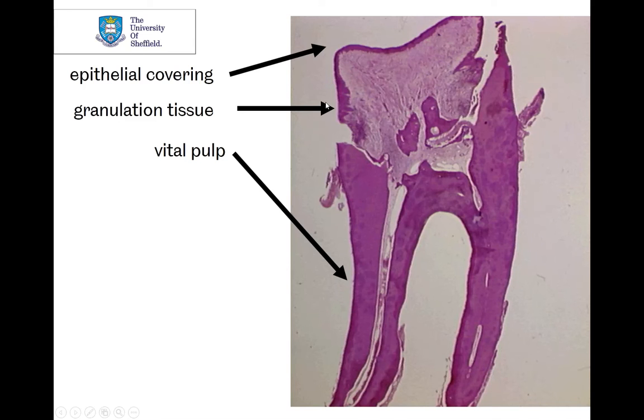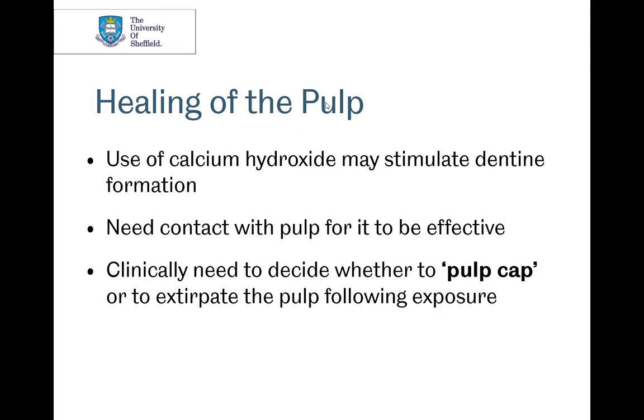Often these teeth are really quite difficult to extract because they are so extensively carious. They sometimes just squish when you put a pair of forceps on them. So what happens in terms of resolution and healing of the pulp? What capacity is there for the pulp to heal?